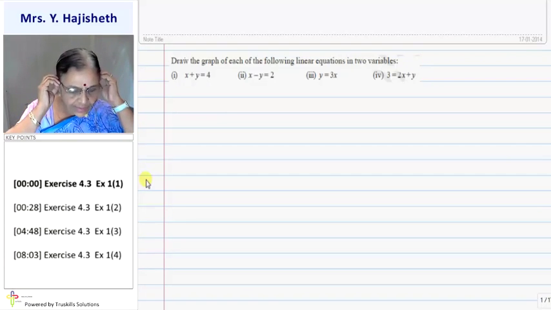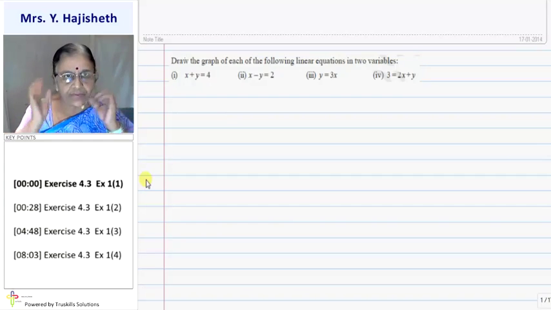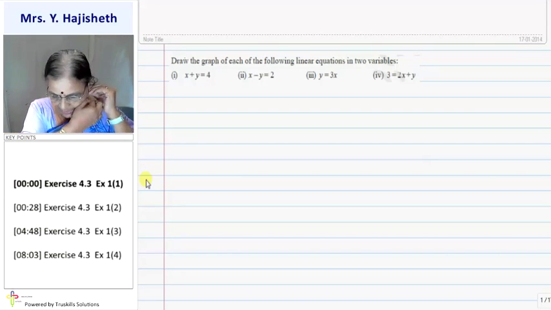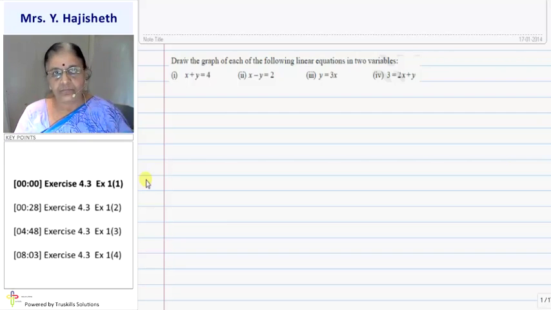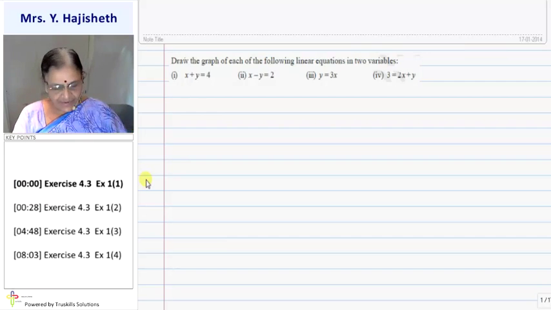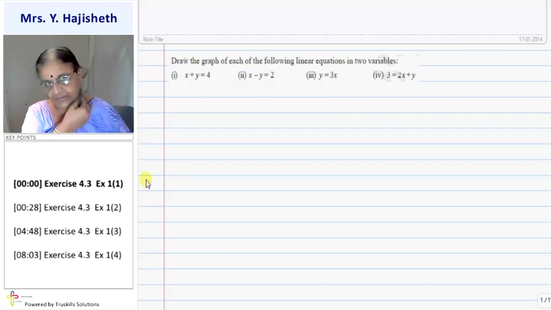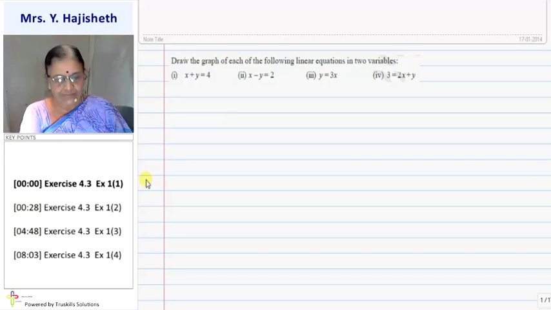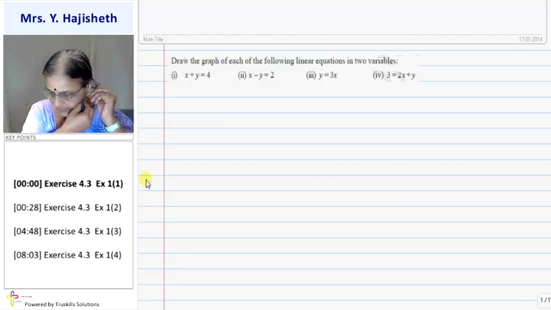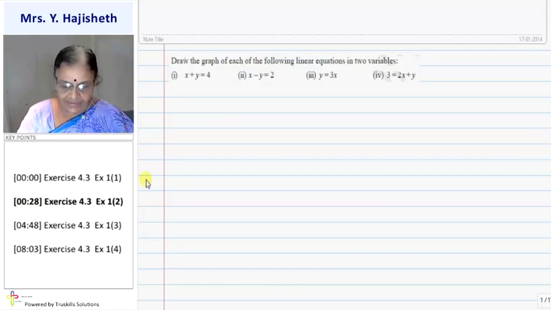Now see exercise 4.3 based on graph. Draw the graph of the following linear equation. X plus y is 4 is very similar to x plus y is 7. In last lecture we have drawn the graph of x plus y is 7. So you can draw the graph of x plus y is 4 similar to that. Clear? Second is x minus y is 2.